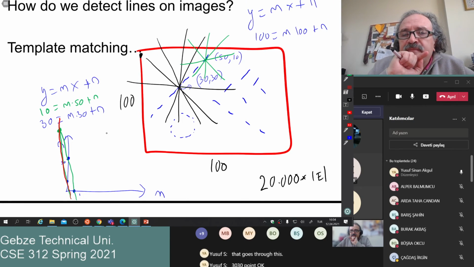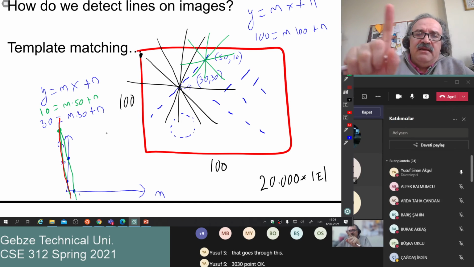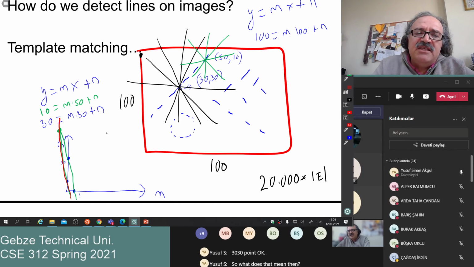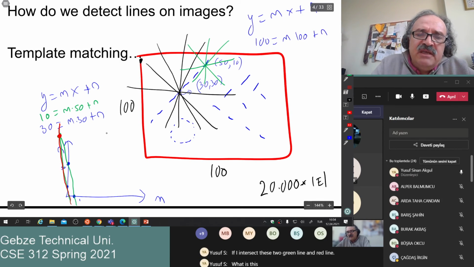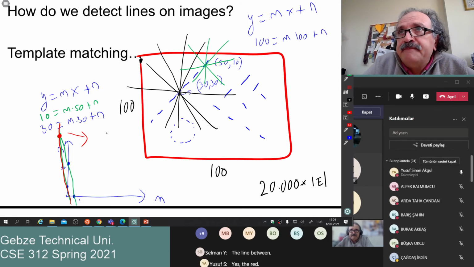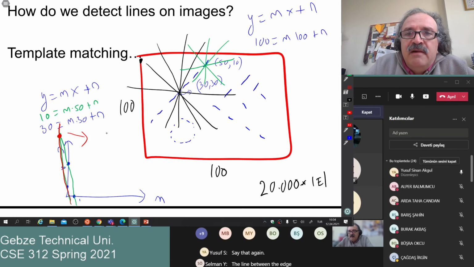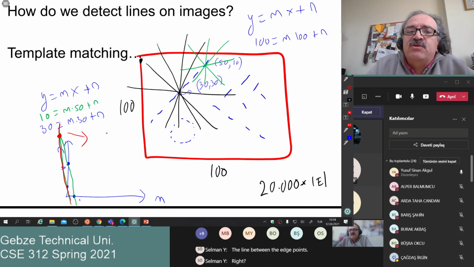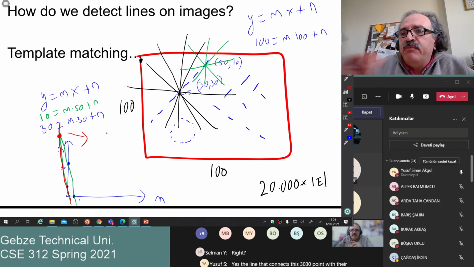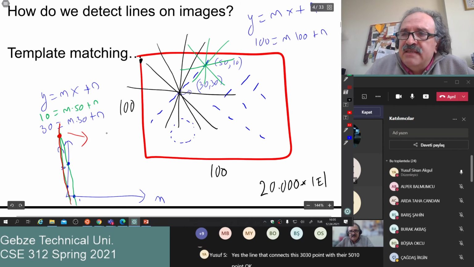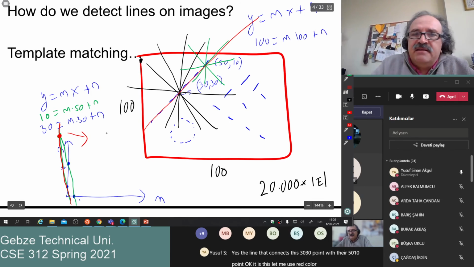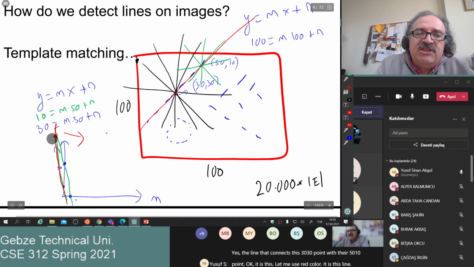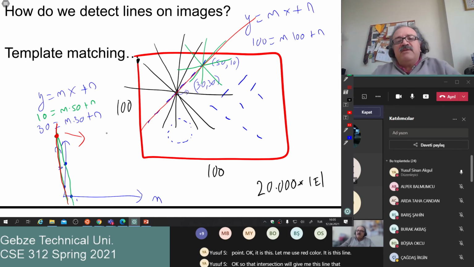Okay, so what does that mean then? If I intersect these two, the green line and the red line, what is this red point? The line between the edge points. Yes, the line that connects this point with the 50-10 point. It is this line. Let me use a red color. So that intersection will give me this line.